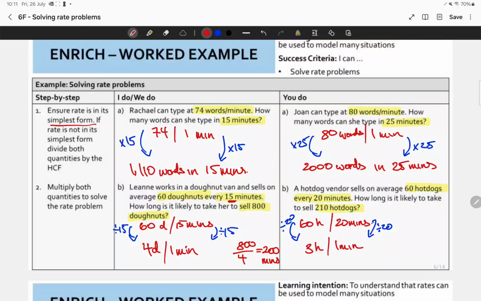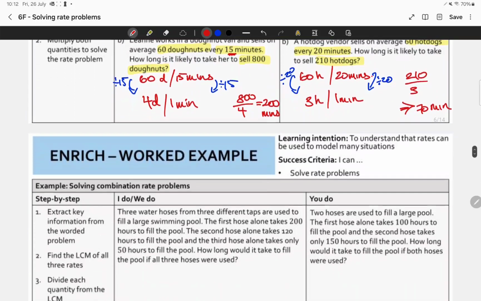That's actually pretty good. All right. And then now you know how many he sells in 1 minute. You're going to do 210 hot dogs divided by 3. And so he sells 70. It will take him 70 minutes to sell 210 hot dogs. So give yourself a tick if you got that right. Otherwise, just correct that for yourselves. So we'll go to the next one now.